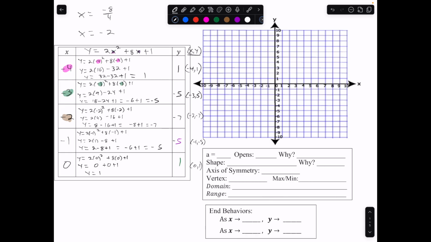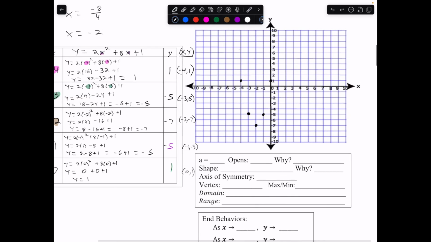So negative 4, 1 is right here. Negative 3, 5 is right up here. Or I'm sorry, negative 3, negative 5 is right down here. Negative 2, negative 7 is right down here. Negative 1, negative 5, and 0, 1. Okay, and then now we can connect our points just like that. Try to make yours look nicer than mine. Okay, this should be kind of like a U shape.